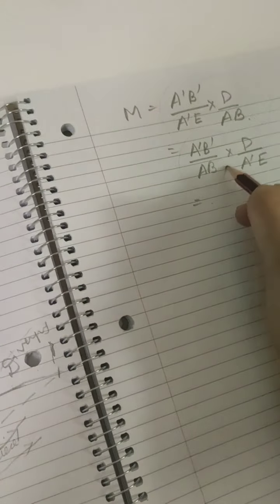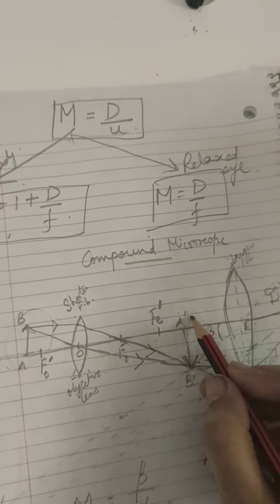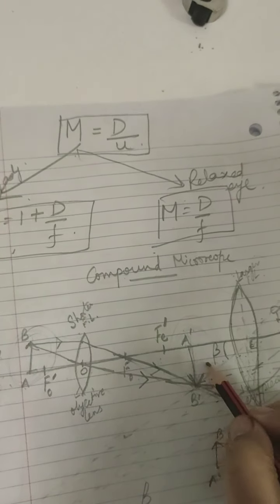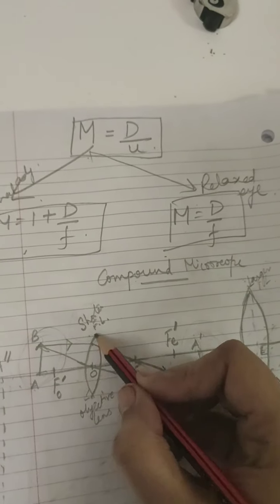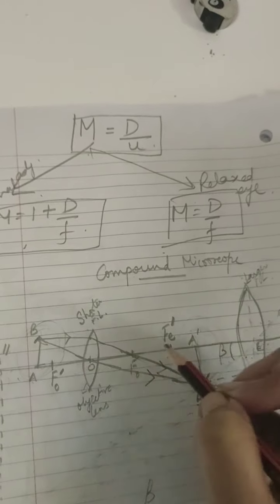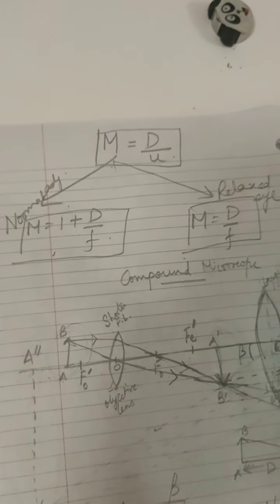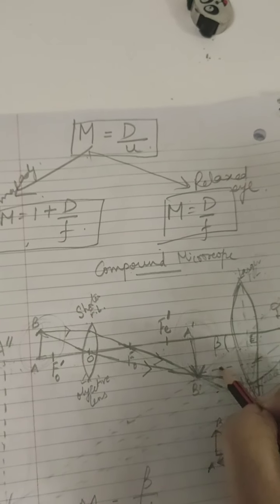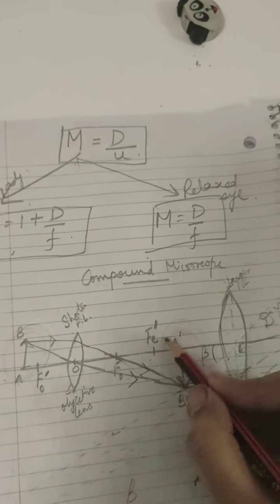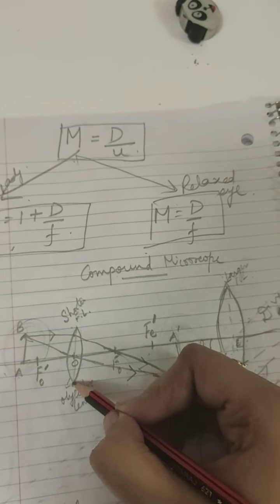Now see here. What is A prime B prime by AB? A prime B prime is the height of the image. AB is the height of the object. Height of the image formed by the objective lens, height of the object in front of the objective lens. So it is the magnification. Linear magnification means height of the image by height of the object, and this is the image formed by the objective lens. So A prime B prime by AB is giving the magnification of the objective lens.